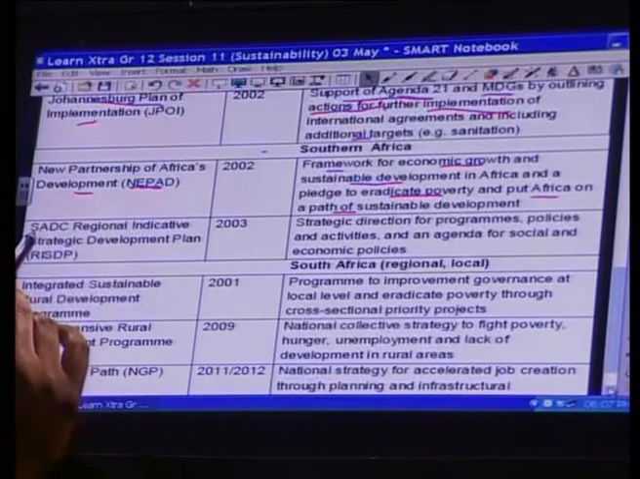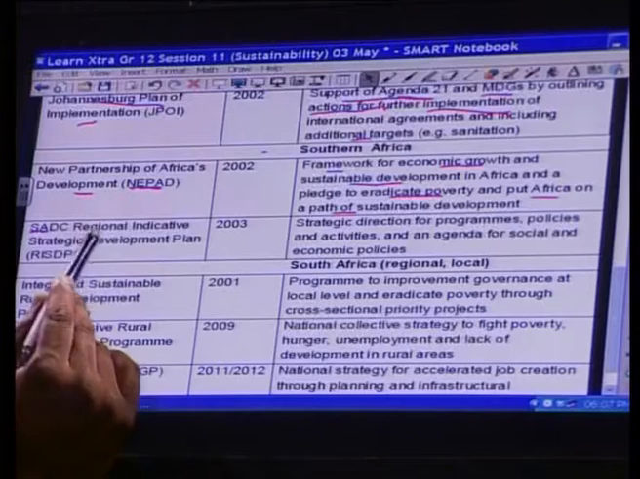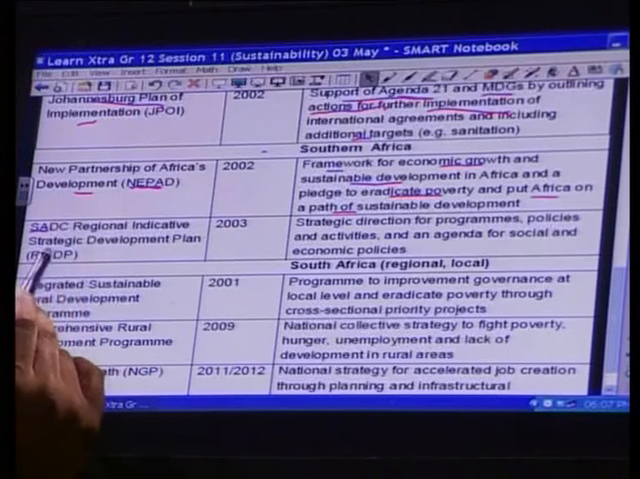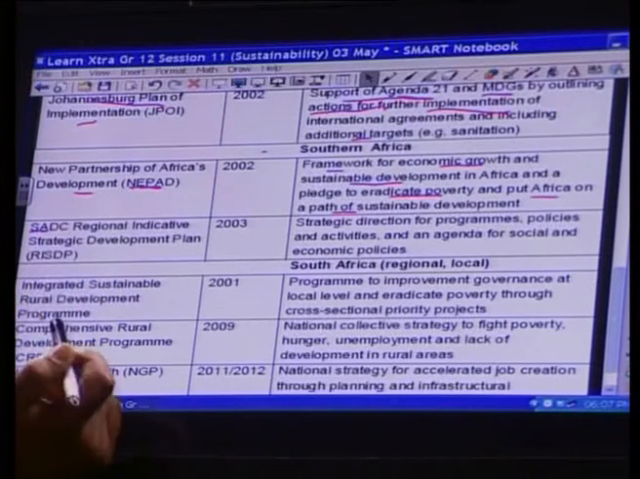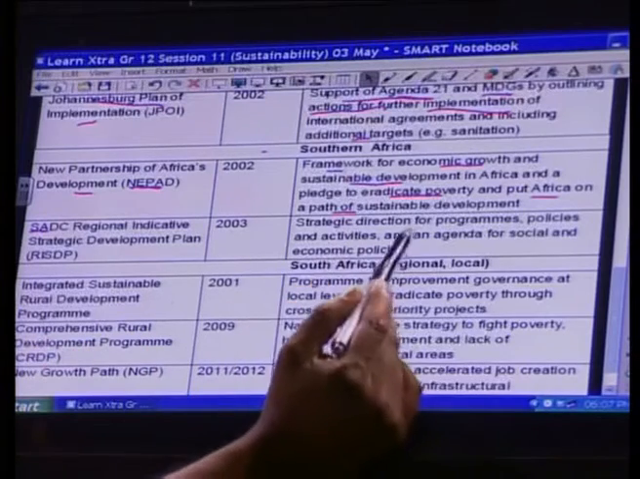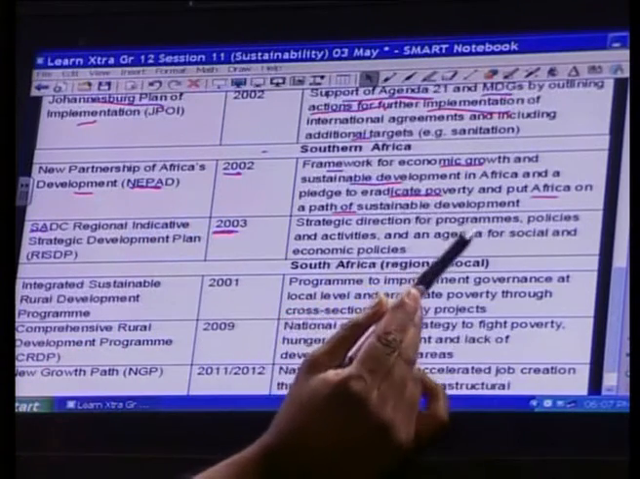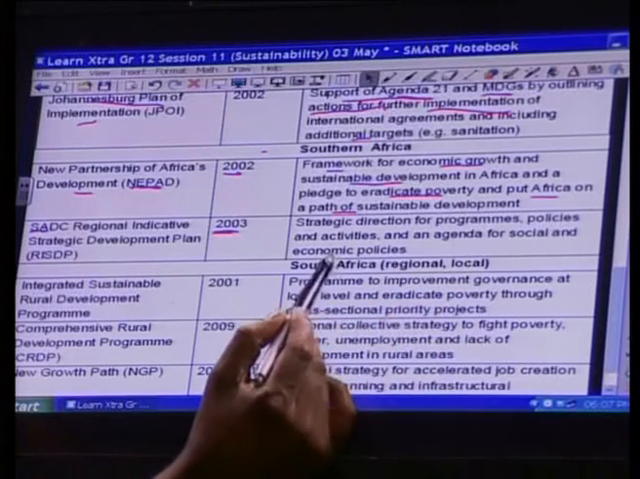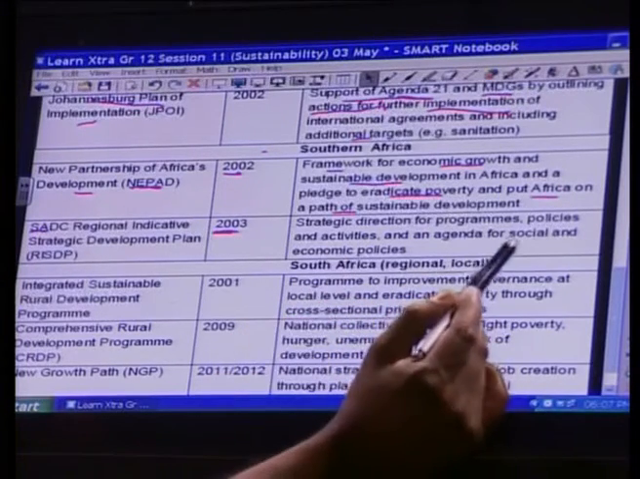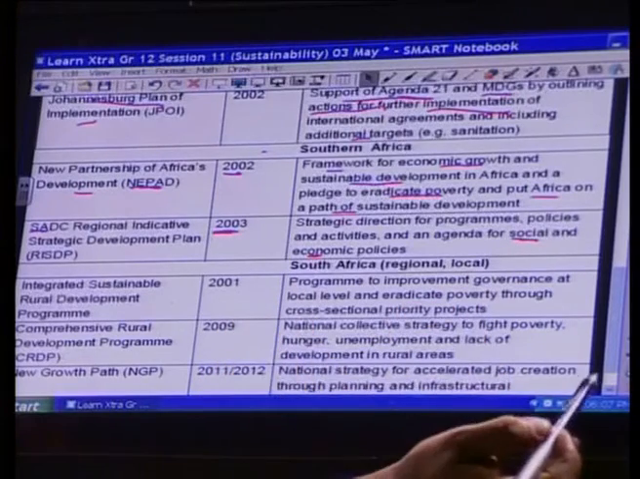SADC, or Southern African Development Community, Regional Indicative Strategic Development Plan, or RISDP. Strategic direction, note the date again, strategic direction for programs, policies, and activities, and an agenda for social and economic policies. Note key aspects, social and economic.